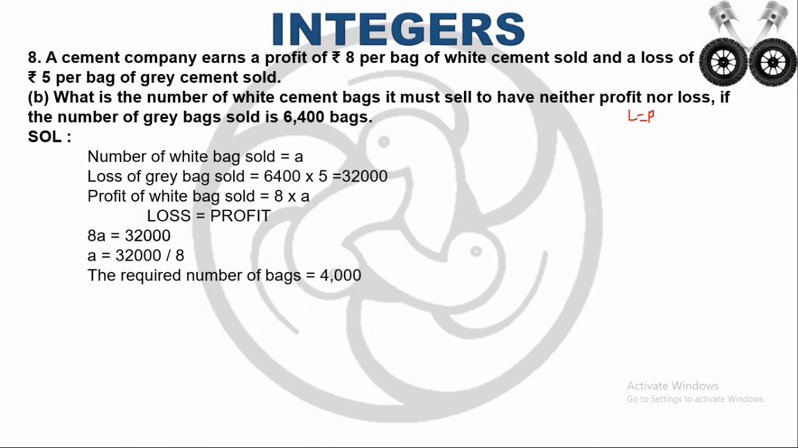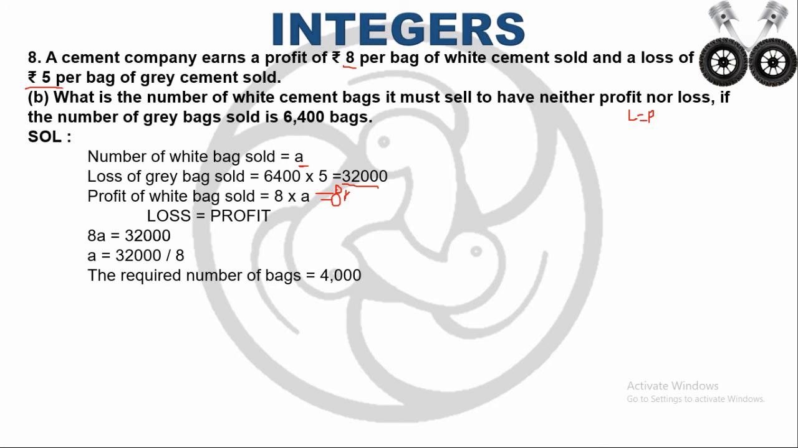Very first, the number of white bags sold. We don't know how many are sold, so I took it as A. So the loss on grey bags sold is 6,400 into the loss of 5 rupees, so I have to multiply by 5. So 6,400 into 5 is equal to 32,000 rupees. And then the profit on white bags sold. For each bag, how much profit? It will be 8. I don't know how many bags are sold, so I multiply 8 into A, and we get 8A.